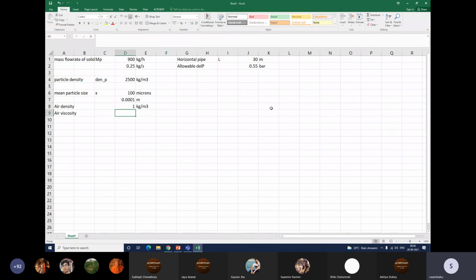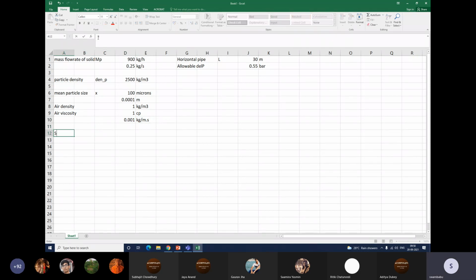Air viscosity is 1 cp, 1 centipoise. If they don't specify, you can assume 1 centipoise. 1 centipoise equals 1 over 1000 kg per meter second. Units of viscosity in SI units will be kg per meter second.